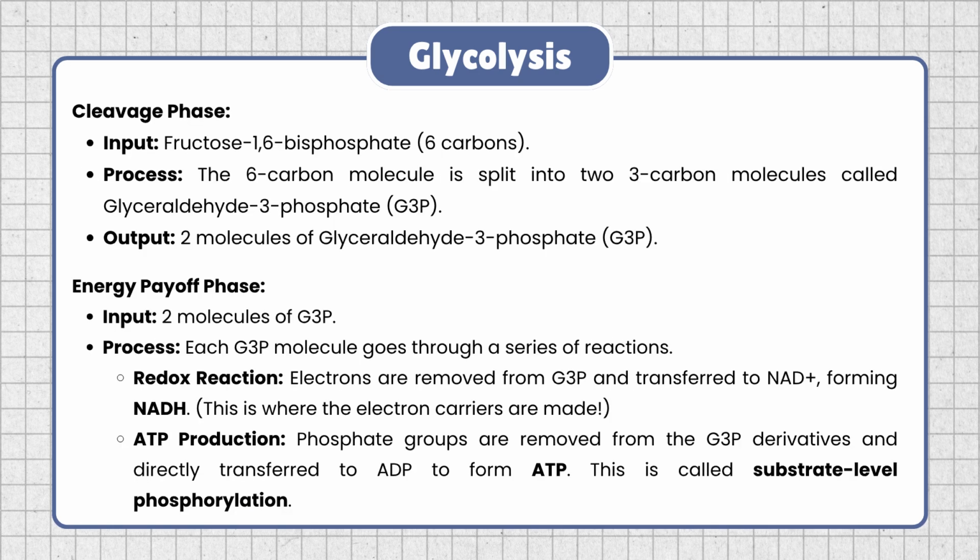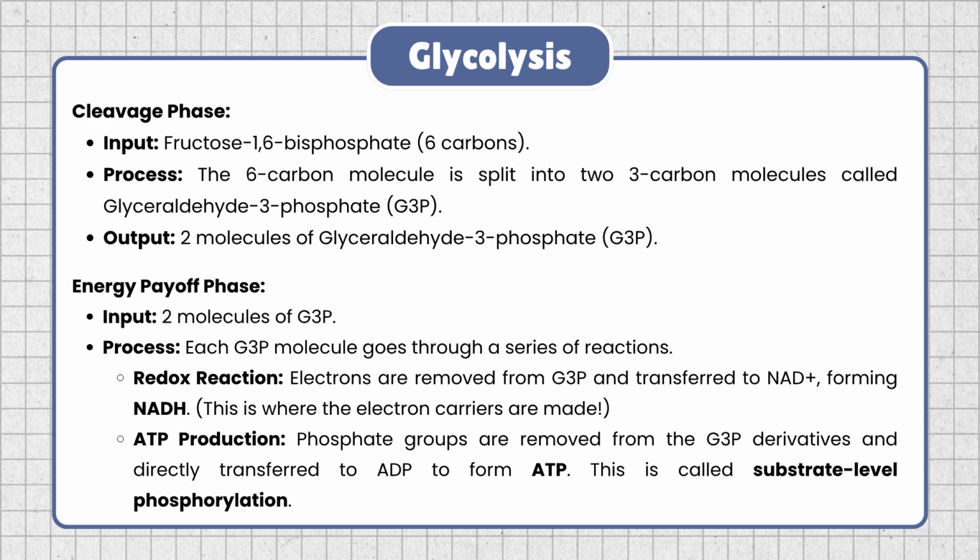Next, we have the cleavage phase, or the second phase, the splitting. The main event here is splitting the 6 carbon molecule fructose 1,6 biphosphate. It's then split into two identical 3 carbon molecules known as G3P, or glyceraldehyde 3 phosphate. The output of this phase is two molecules of G3P, which are now ready to generate energy.